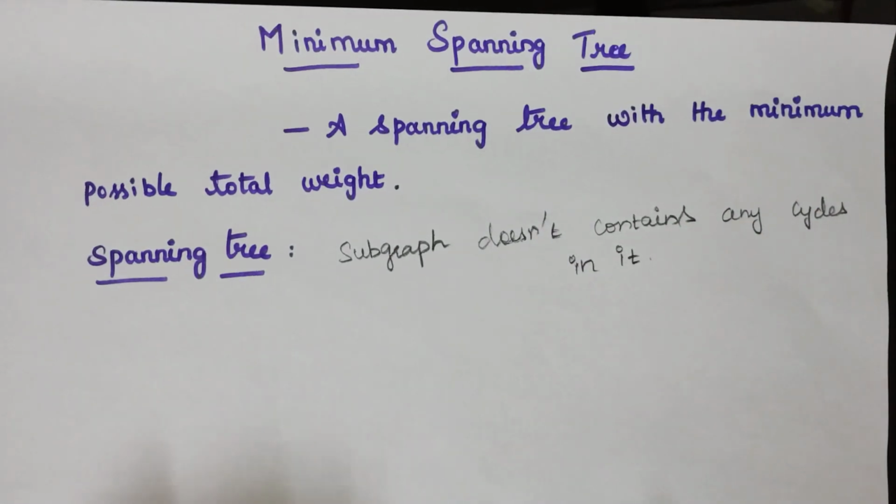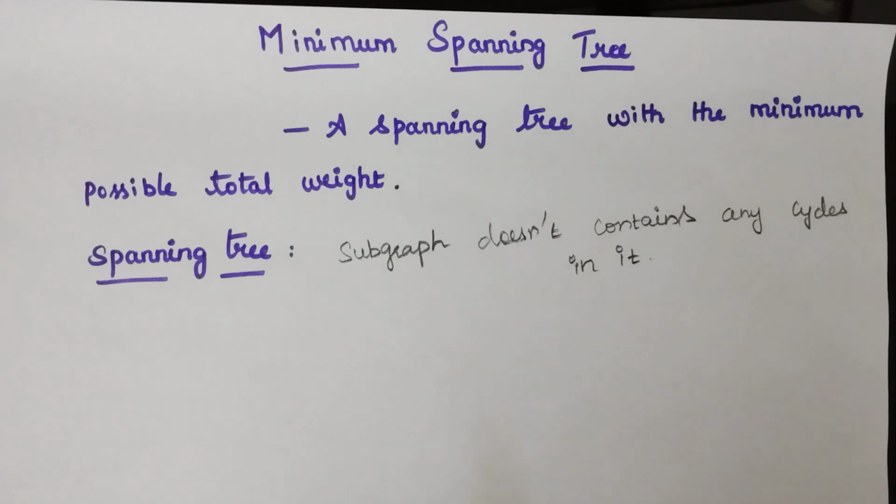You are given one graph, and that graph can be a cyclic graph or an acyclic graph. From that graph, you are going to construct a subgraph, and if that subgraph doesn't have any cycles in it, then that subgraph is called a spanning tree.